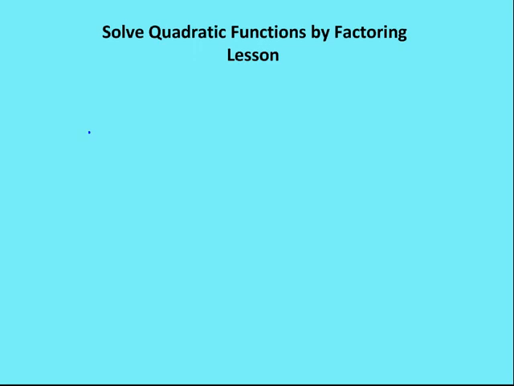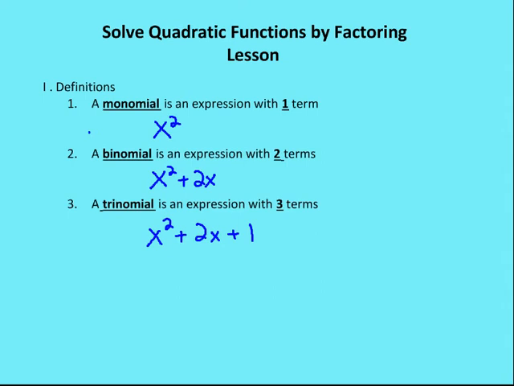In this edition of Otten Math, we're going to talk about solving quadratic functions by factoring. Okay, so let's step back a second and talk about definitions in terms of quadratics. A monomial is an expression with one term. Mono is one, nomial or name is term. So we have one term.